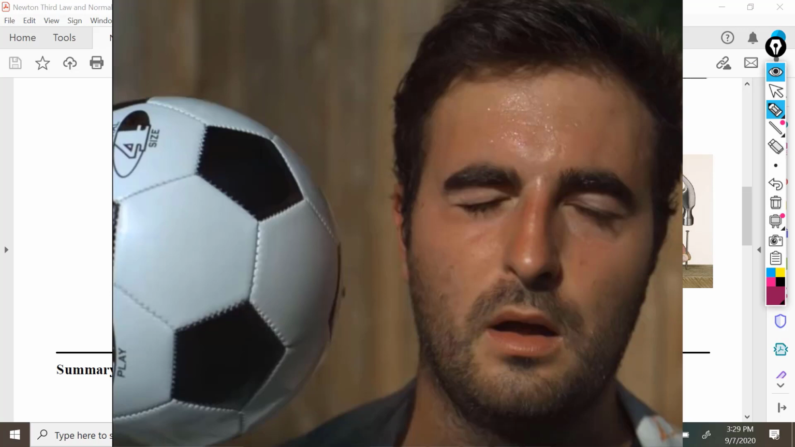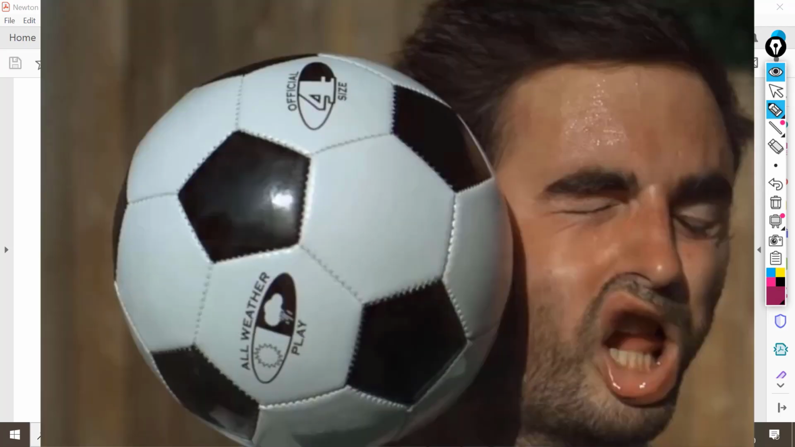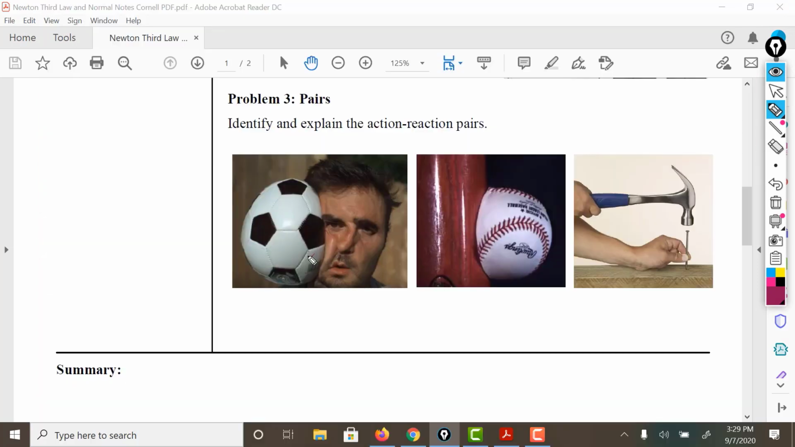The ball is deforming because the ball is hitting the face, but the face is hitting the ball. So when the face hits the ball, the face deforms the ball. When the ball hits the face, the face deforms. They're both deforming each other.